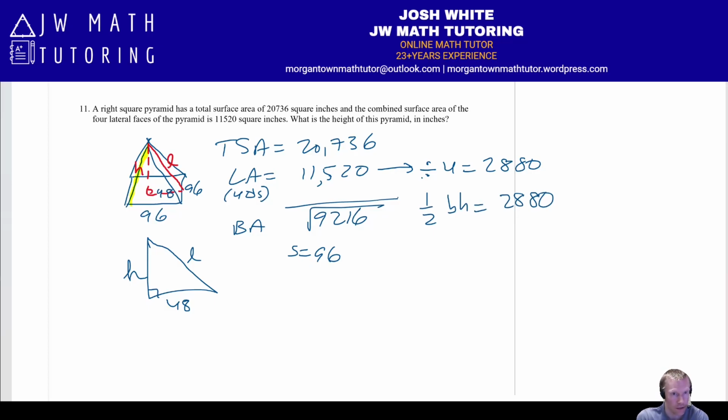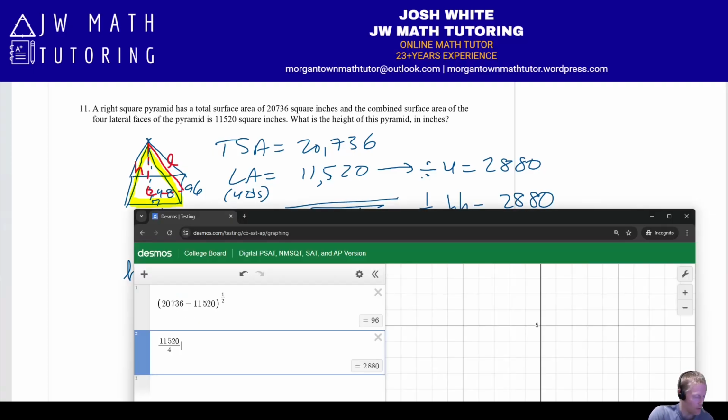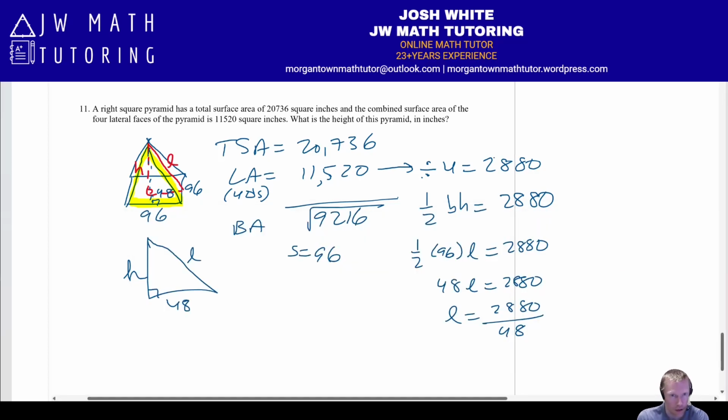Just kind of like highlight this right here. Okay, here's a triangular face. Base, we know, is 96. Height, that's basically the slant height. That's this thing coming down right in the middle here, perpendicular. That is the L that we are solving for. So half of 96 is 48. So the slant height is just going to be 2880 divided by 48. So let's just jump back here. So I could just take this whole thing, divide it by 48. We get 60. All right, so the slant height is now 60.